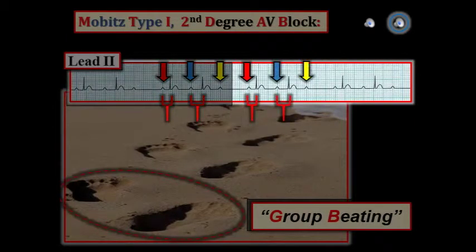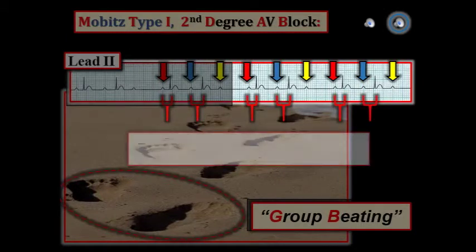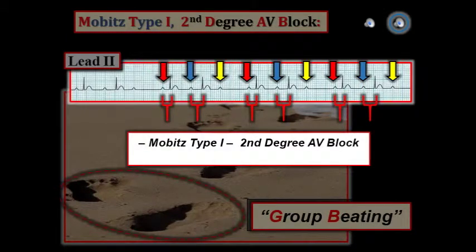So the reason for group beating in this tracing is Mobitz type 1 second-degree AV block, seen here with 3-to-2 AV conduction. That is, of the 3 P waves present in each group, 2 of them conduct, red and blue arrows, therefore 3-to-2 AV conduction.